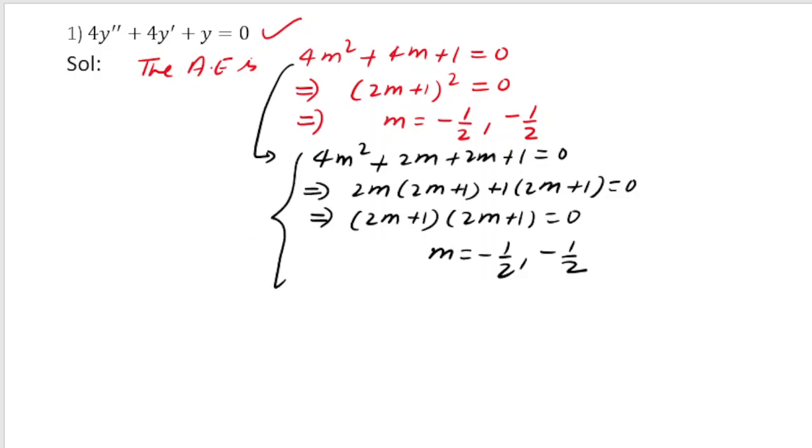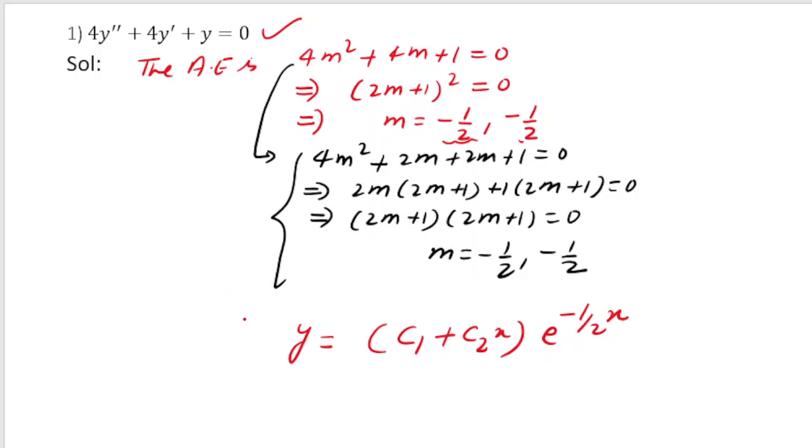So I'm changing the color again. So now we have got the roots which are equal. So how will I write the solution? As I have told you that the roots are equal, so then I will write the solution as (c1 plus c2 x) into e to the power minus 1 by 2x.